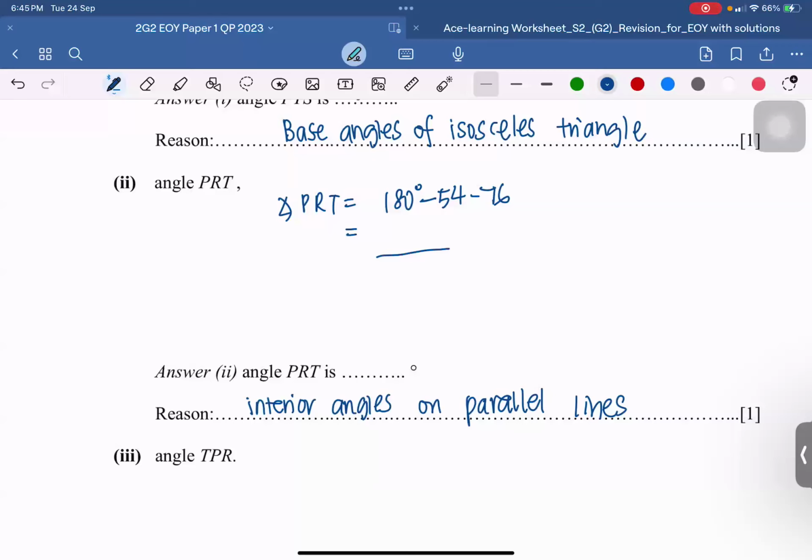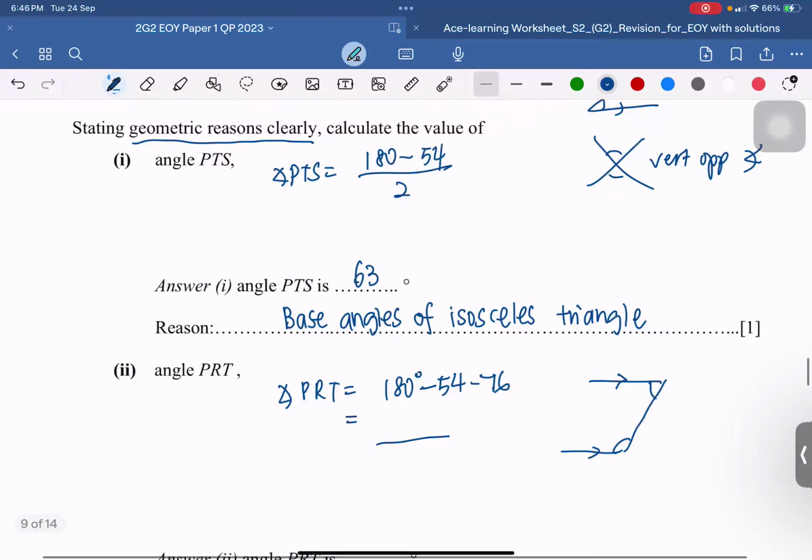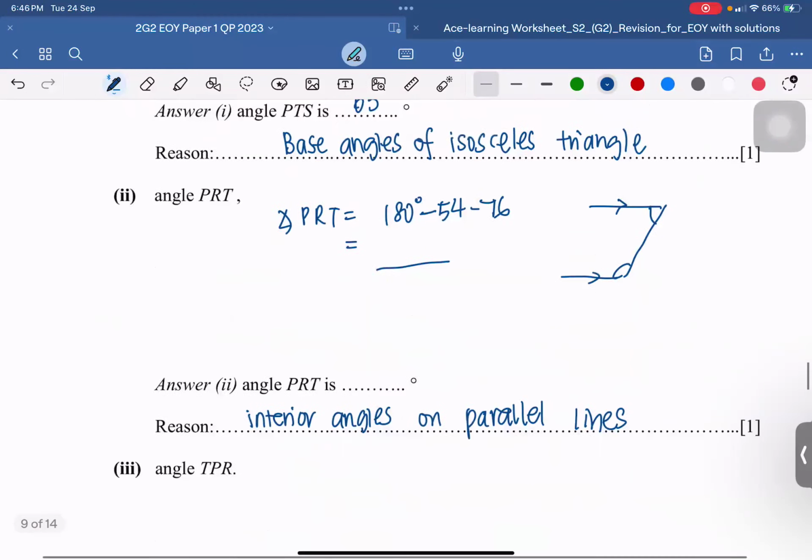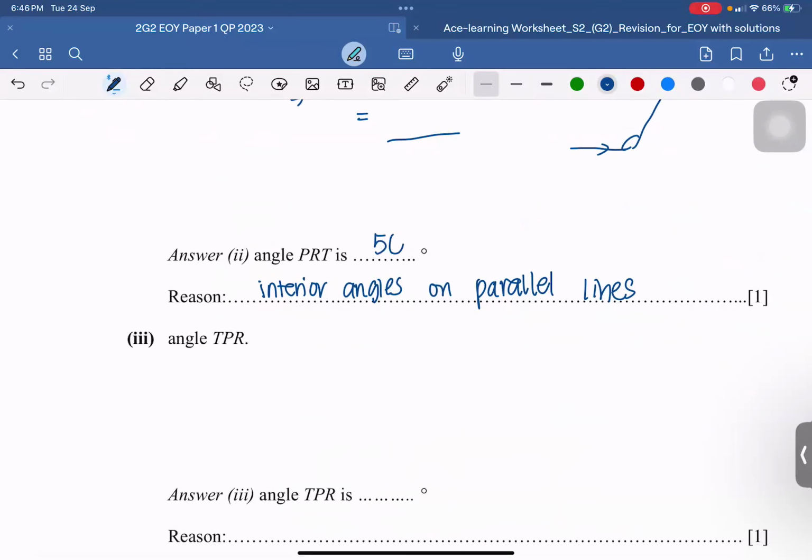So now these are interior angles on parallel lines. I use the two parallel lines and add together. This one is 54. Okay, I use the two of them. So what is this answer? Y'all can find, right? Next one, 50. Okay. How much is it? 50. Yeah, okay, thank you.